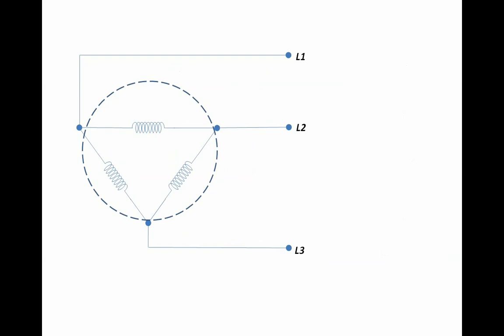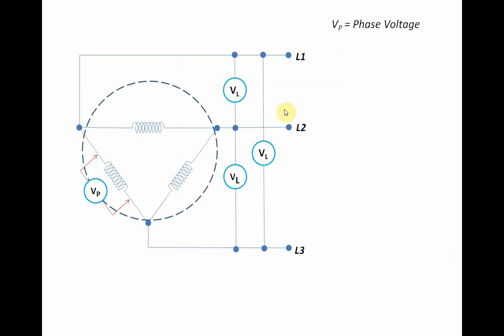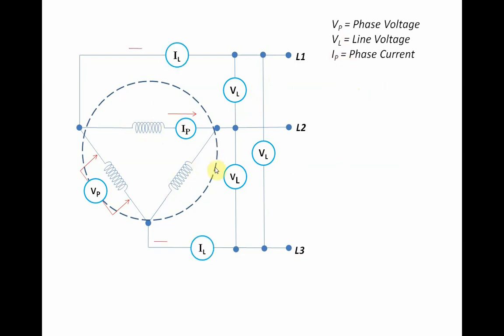We'll be talking about the same terminologies as with the Y configuration. We have the phase voltage, the voltage across each of the phases here. We call it phase voltage. We have the line voltage, the voltage that is measured on any two of the three lines outside of the generator. And we have the phase current, the current that is developed, induced across each of the coils or each of the phases. And the line current, the current that is delivered outside or through the line of a generator.